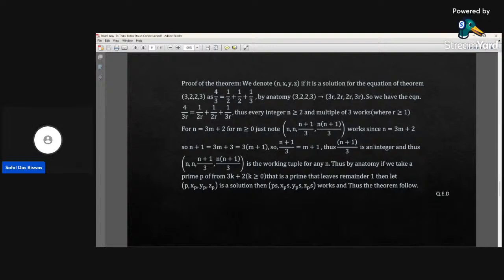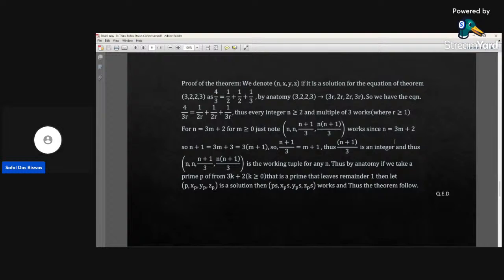Thus, (n+1)/3 is an integer, and x equals n, y equals (n+1)/3, and z equals n times (n+1)/3. Now you see that n times (n+1)/3 is also an integer. Why? Because (n+1)/3 is an integer and n is an integer, and the product of two integers is an integer. Now we are also working on positive integers, so note that this is the working tuple for n, where n is a 3m plus 2 integer.